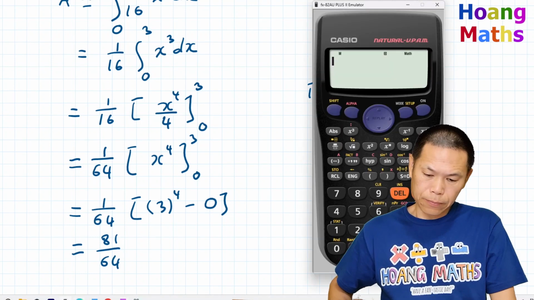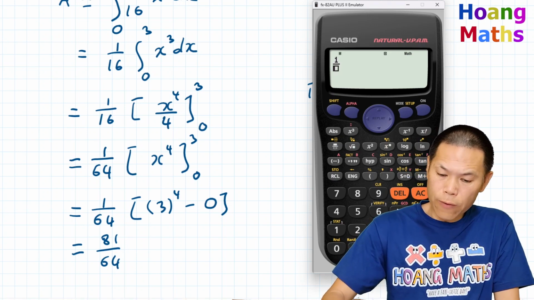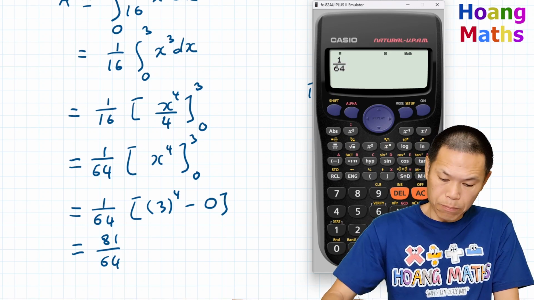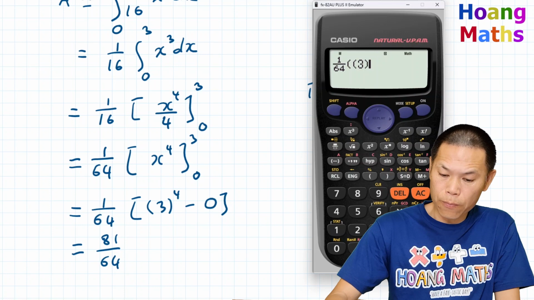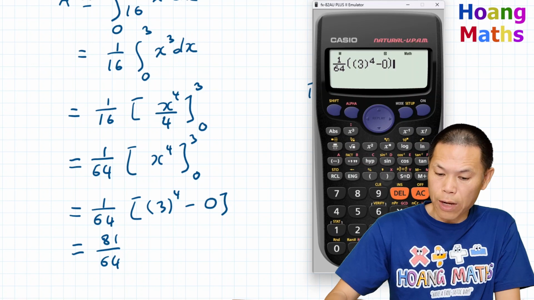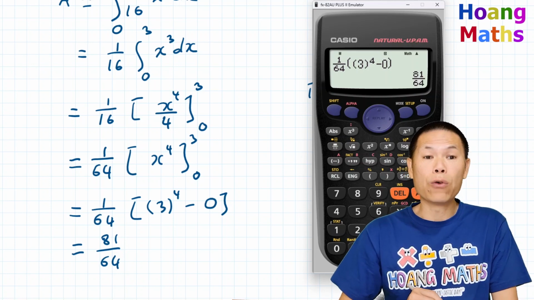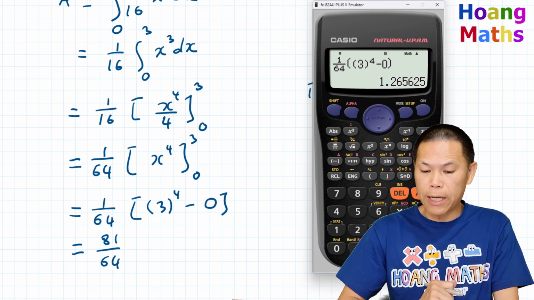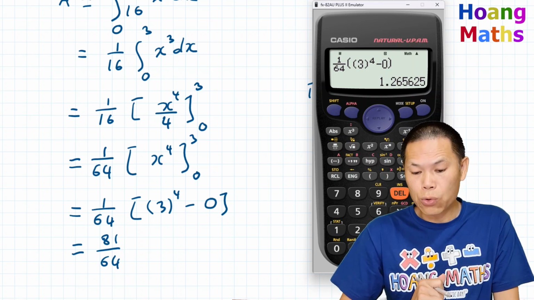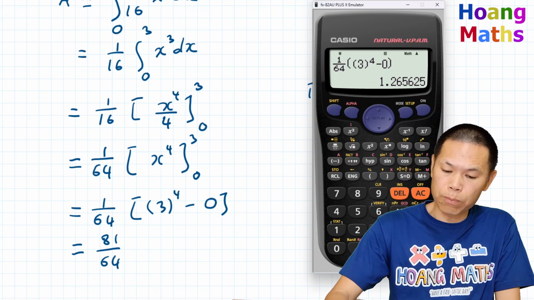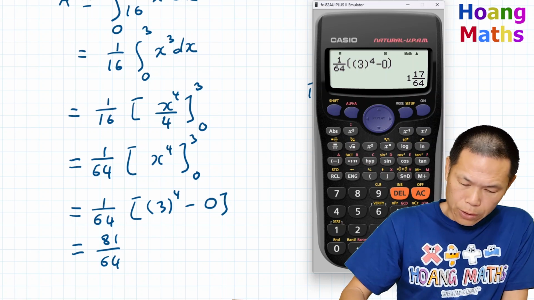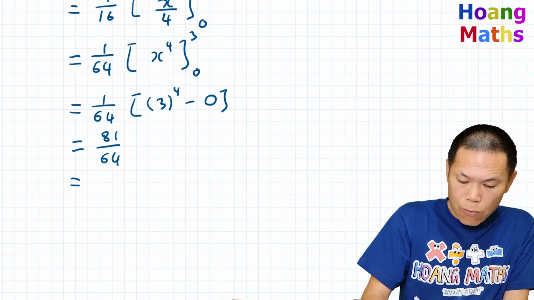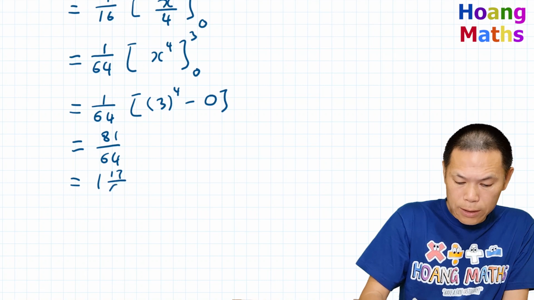So we just have 1 over 64 and brackets, and then brackets again, 3, close bracket, power 4, and we minus 0, and brackets. So there you go, 81 over 64. Press the SD button, it gives me 1.265 and so on, or I can write it as a mixed numeral, shift SD, 1 and 17 over 64. So equal to 1, 17 over 64.